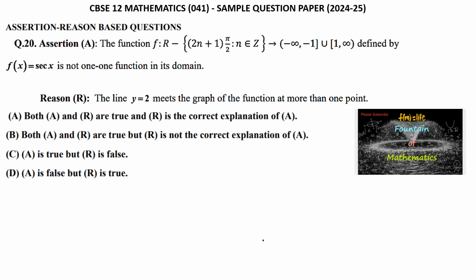Given assertion: the function f from R minus odd multiples of pi by 2 to (minus infinity, minus 1] union [1, infinity), defined by f of x is equal to secant x, is not a one-to-one function in its domain. Let's look at the secant x graph.